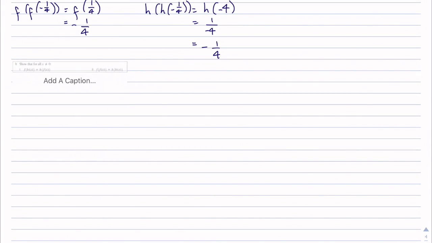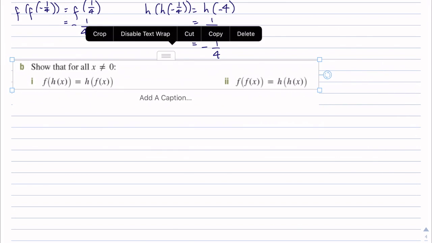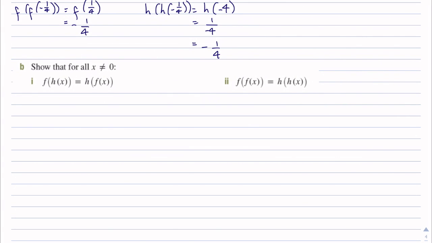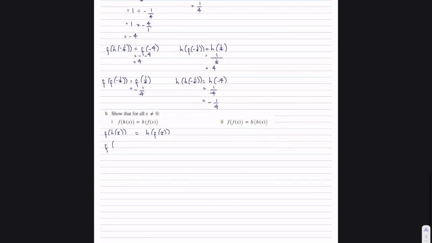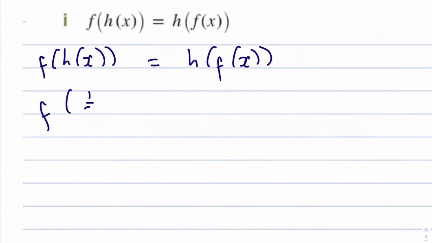Let's have a look at this one. Okay, f of h of x equals h of f of x. Now f of h of x, don't forget h of x is, what was h of x? 1 on x? Yep. So I've got f of 1 on x.